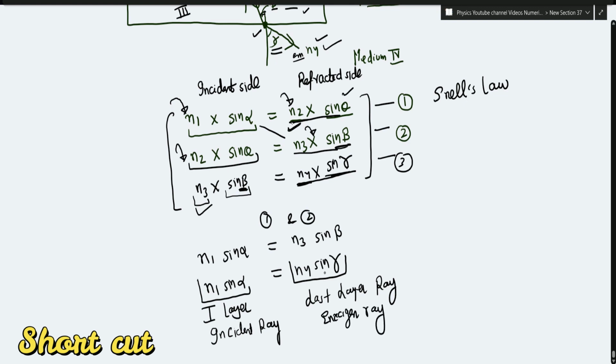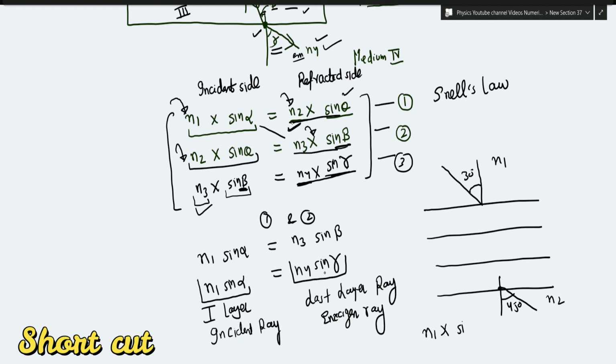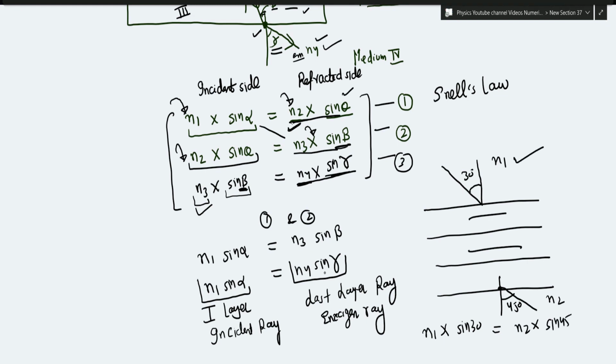So you can memorize this. If you have multiple layers available to you, you know what is the refractive index here, and the angle of incidence is, for example, 30 degrees. And in the last layer, the angle of refraction, for example, is 45 degrees, and the refractive index is n2. You can straight away write n1 into sine of 30 is equal to n2 into sine of 45. You don't have to worry about this at all. You can directly link the first incident ray with the last emergent ray. That's the way you need to solve these questions. I hope this made sense to you.